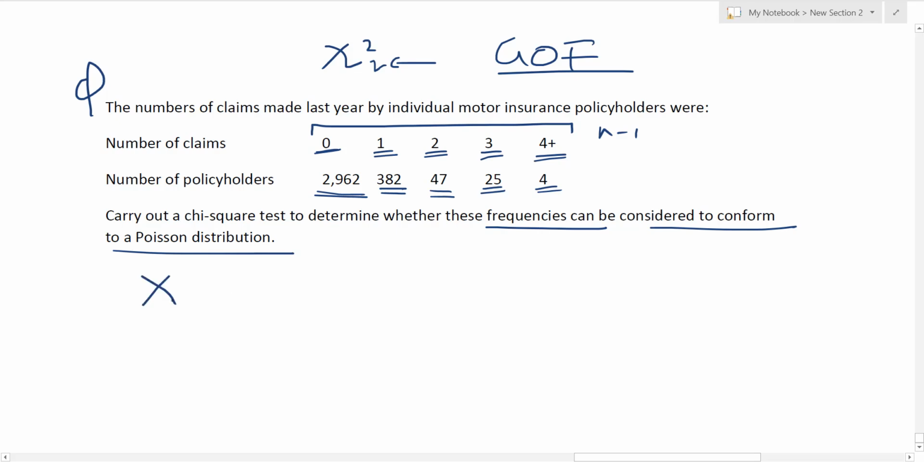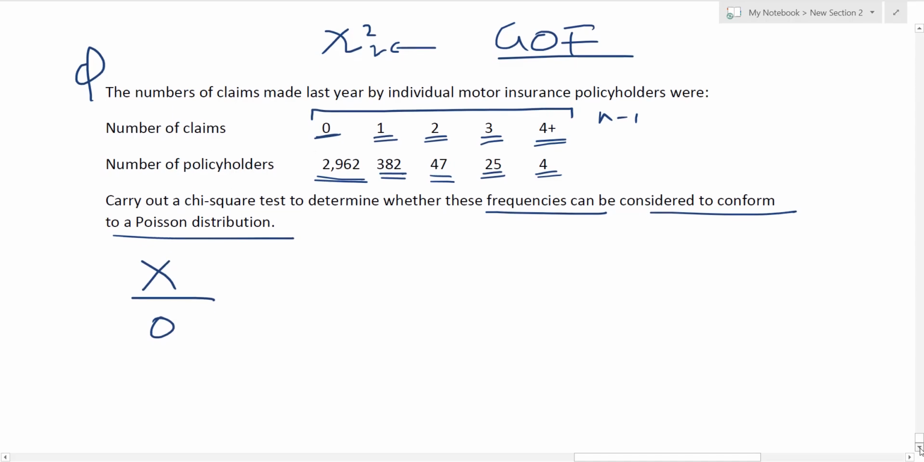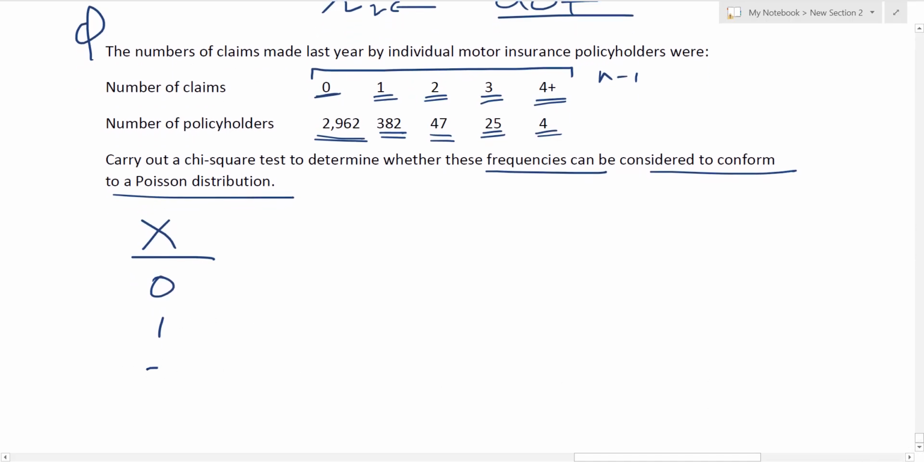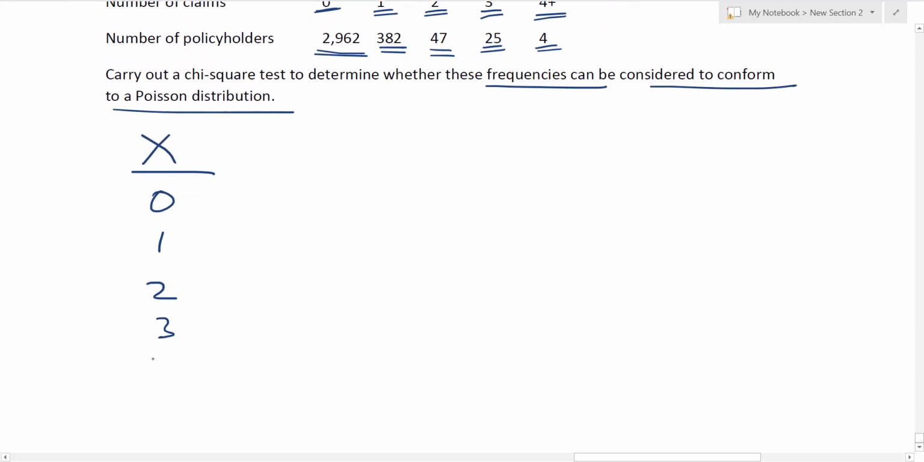So I have got the various values for X, which is the number of claims on a given policy. So 0, 1, 2, 3 and greater than or equal to 4. These are the options, and I have got observed frequencies. I've already got those; expected I have to calculate. Observed is 2962, 382, 147, 25 and 4.